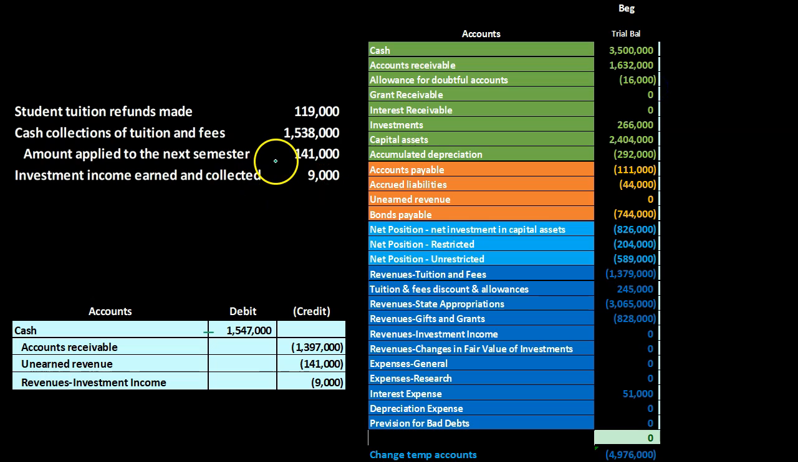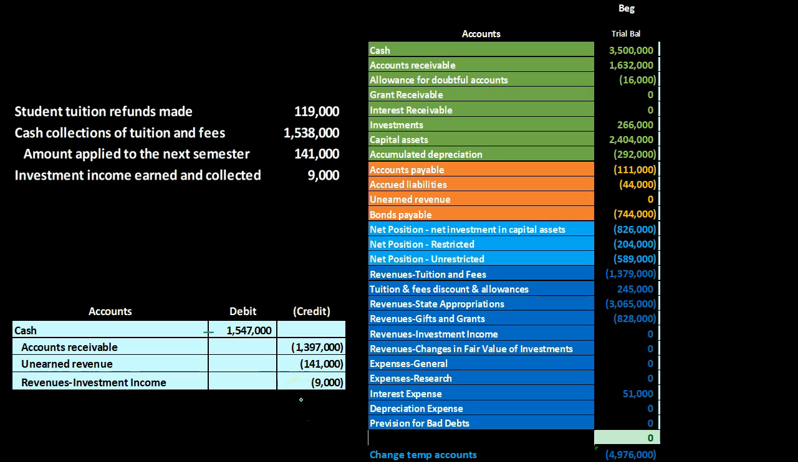Then we're going to say that the $141,000, we got the cash, but we have not yet earned it. That's going to have to go to a liability account because we cannot record the revenue until we have earned it in accordance with the revenue recognition principle. Therefore, we're going to be crediting the unearned revenue. So that's going to be a credit to unearned revenue. Then we have investment income earned and collected. That means we're going to be debiting cash and we're going to be crediting some type of revenue related to the investment. We're going to call that revenues, investment income.